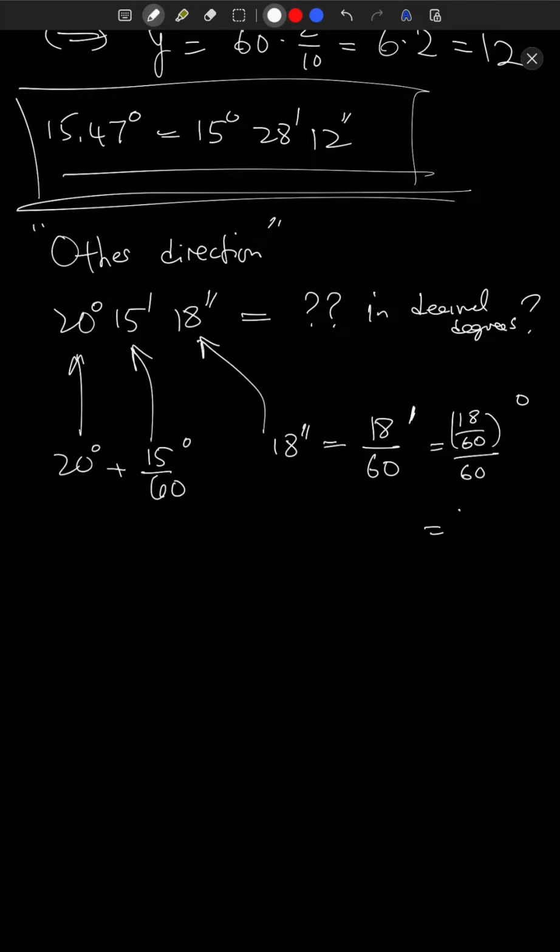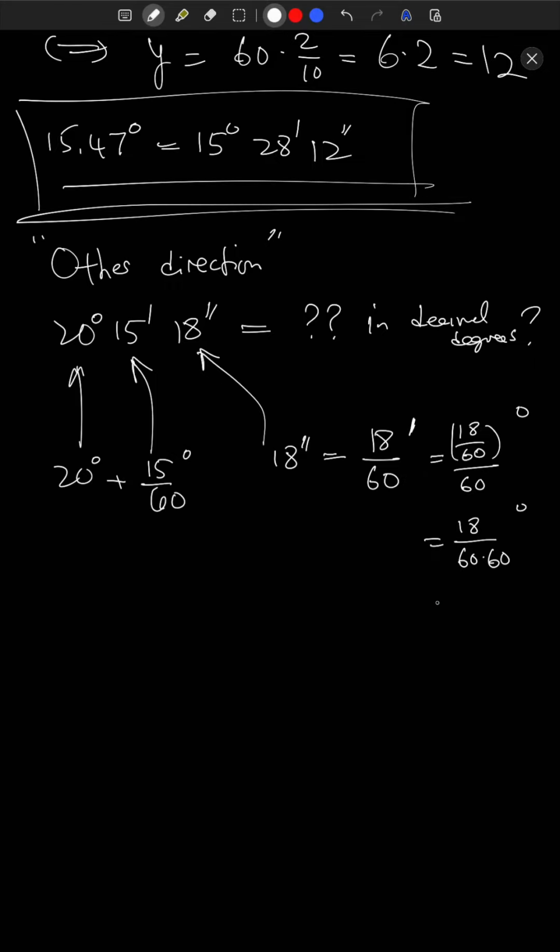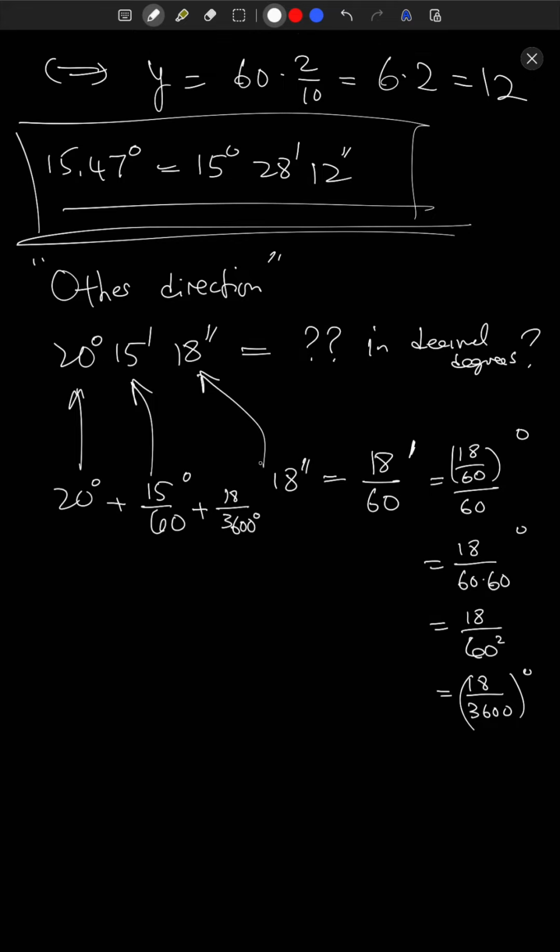And so this is going to be 18 out of 60 times 60 degrees. So it's 18 out of 60 squared. Let me write it like that first. 60 squared. All right. And so that's 18 out of, if you square 60, 3600 degrees. So ultimately this is going to be plus 18 out of 3600 degrees. Oh, sorry. Degrees up there.